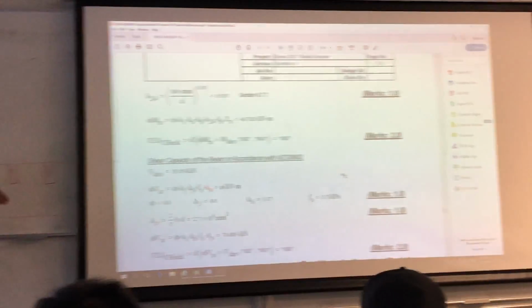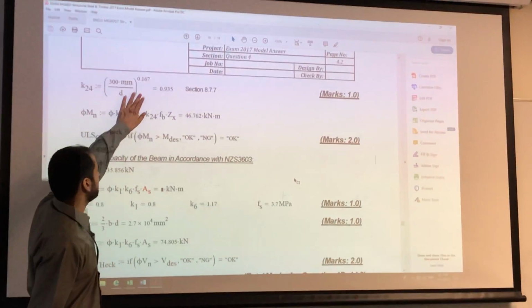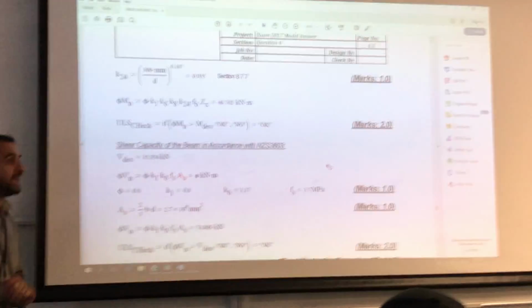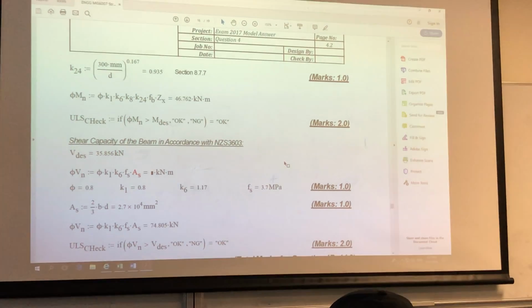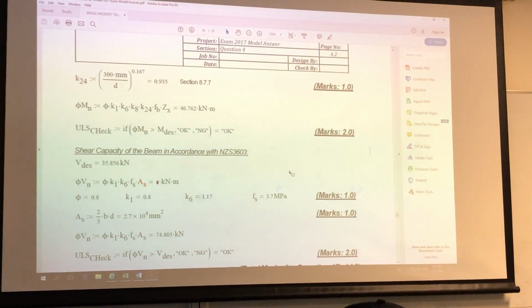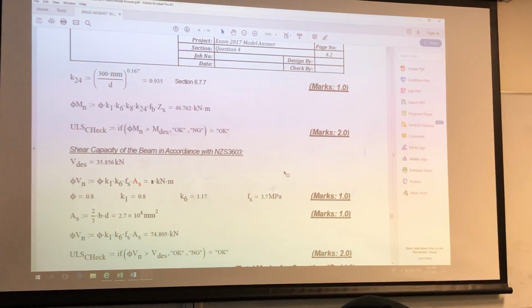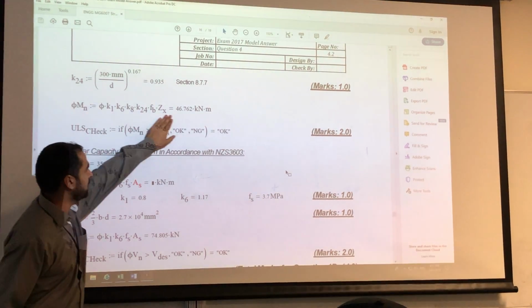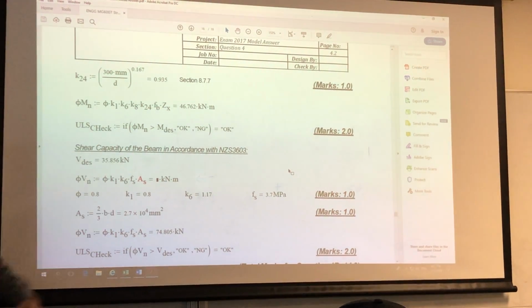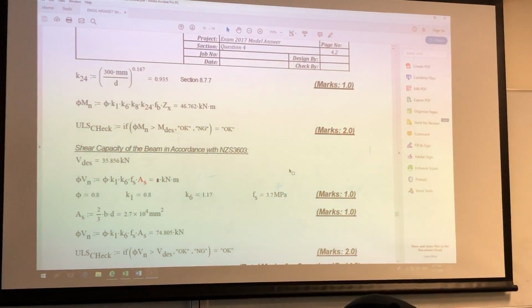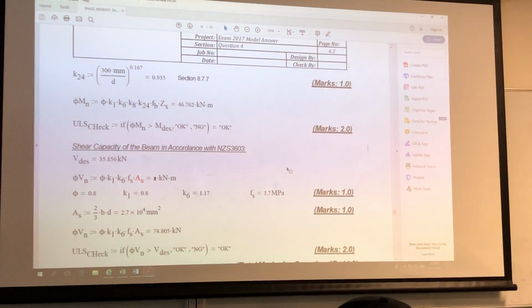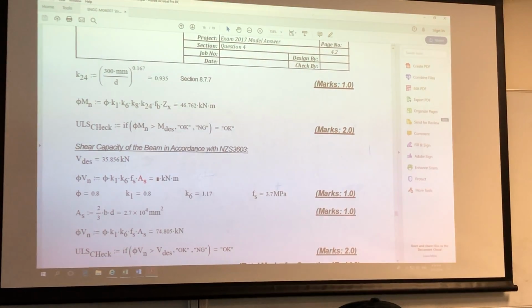So then we come to K24. For K24, there is a formula given in section 8, which is section 8.7.7. The formula will be given if it's in the exam. And then again, this is the formula, so we already wrote it there, and that will give us the bending capacity. Yeah, it's okay, more than the design or the demand, so we're all good. And we move to the next part.